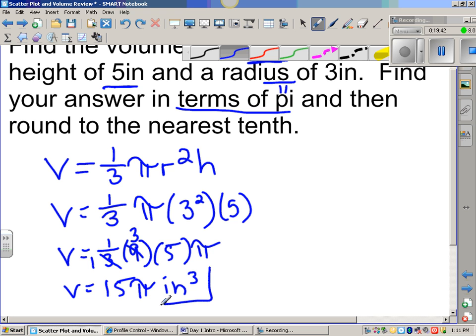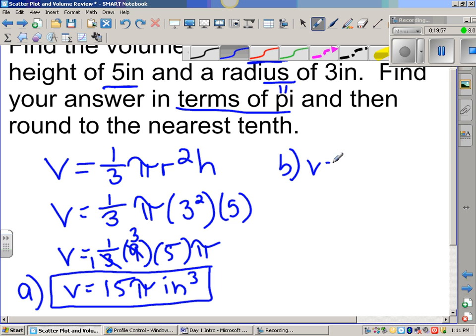Very important to remember that volume is always cubed. All right, there's your answer to part A. Leave your answer in terms of pi. In terms of pi means do not plug pi into the calculator. Pi just stays. But then your answer to B is round to the nearest tenth.